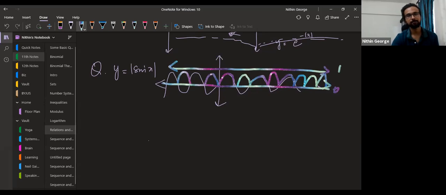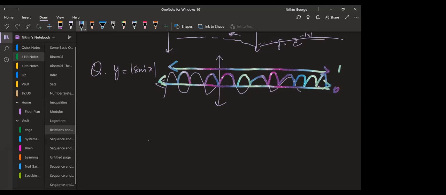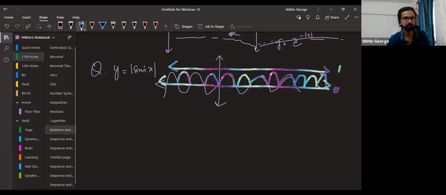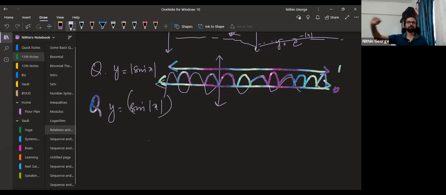Okay, guys. Any doubts here? Mod sin x is between 0 and 1. Do you have any doubts here? No, sir. All right. I hope all of you understood how the negative part flips over because of the modulus. Now, I'll ask the next part of this question. Y is equal to sin mod x. What happens here?